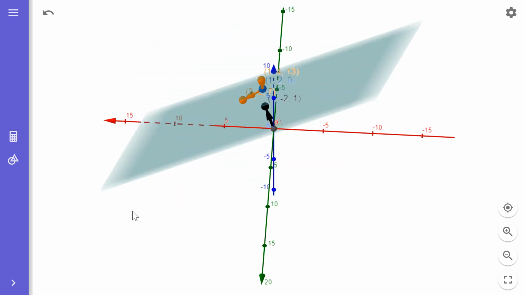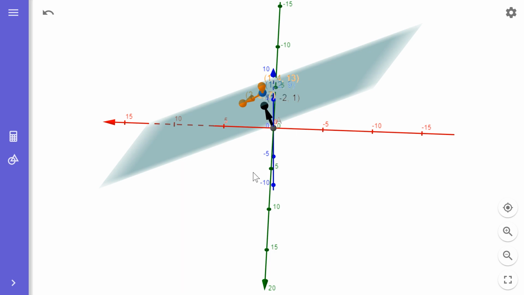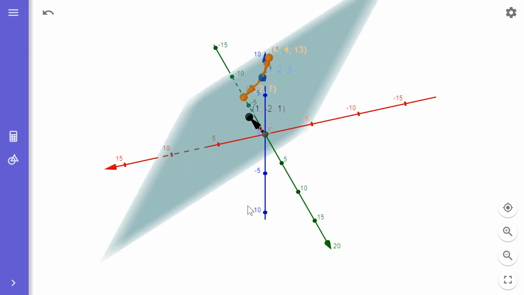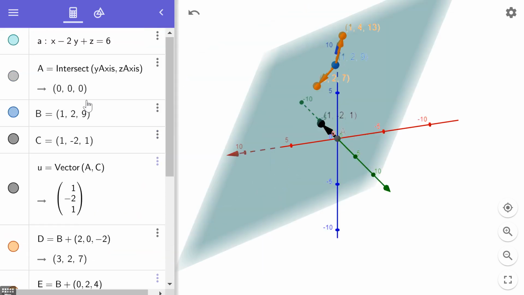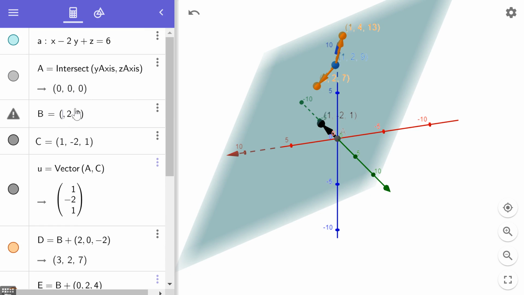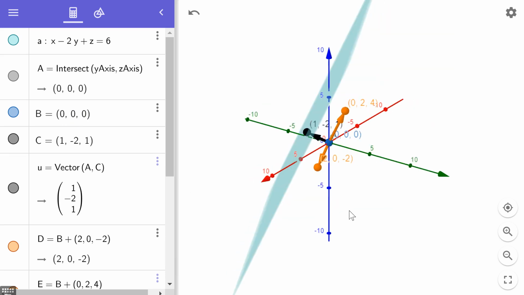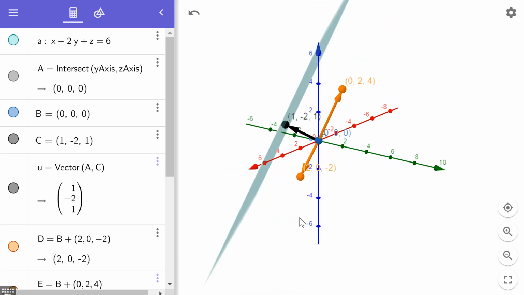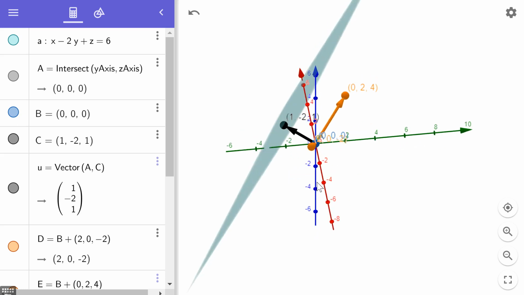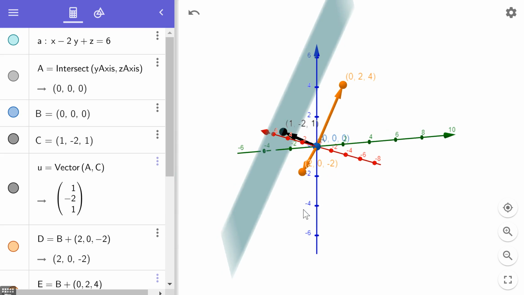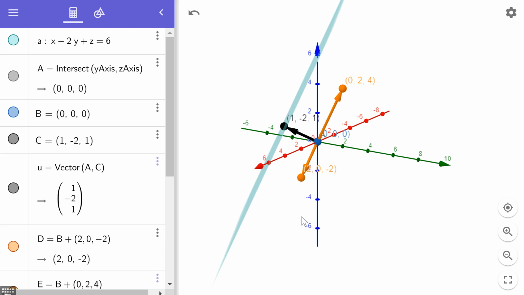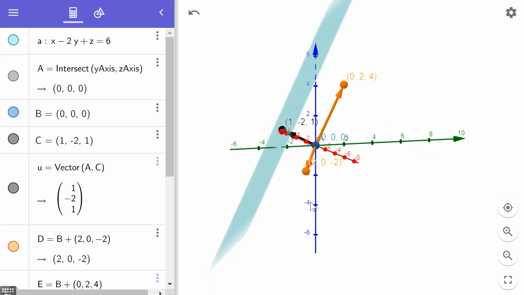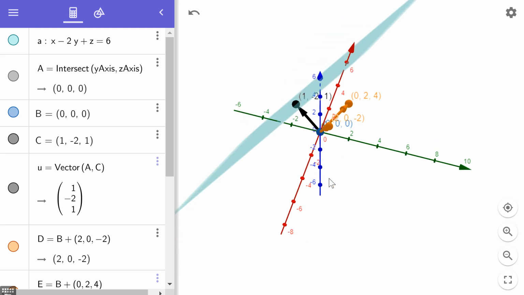Now, it's a little hard to see that the orange vector is actually perpendicular to the black vector. So let me move this blue point to the origin temporarily. I want my blue point to be 0, 0, 0. Voila. Now you can see how the orange vector is parallel to the plane, and the orange vector is perpendicular to the black vector here.